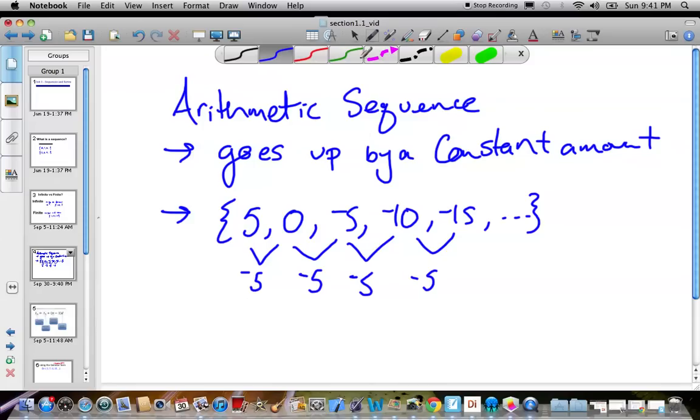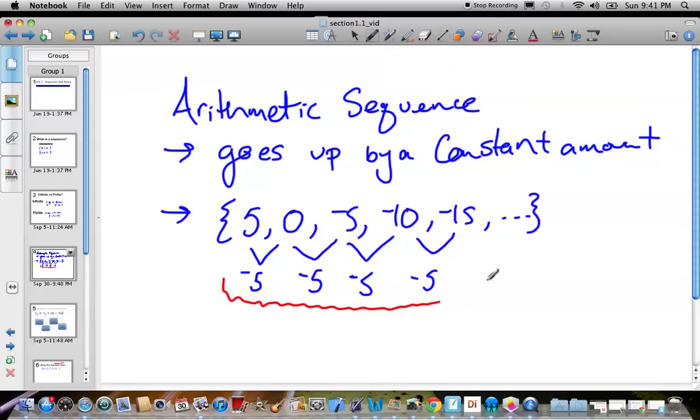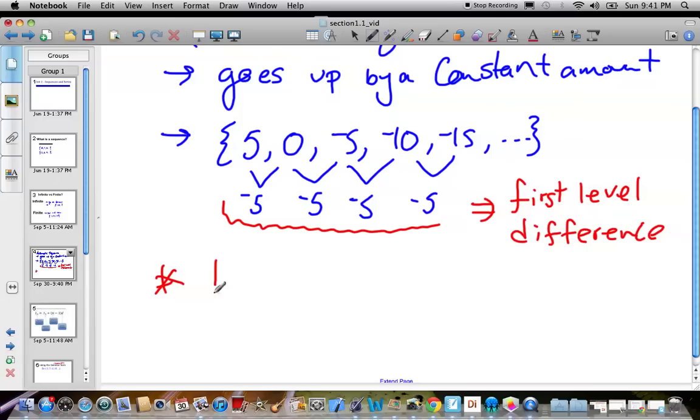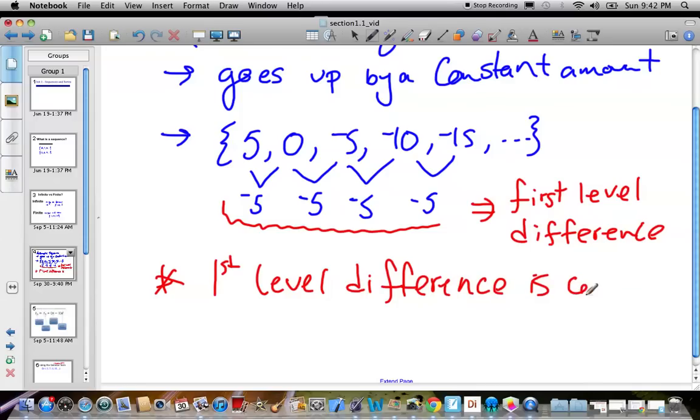So these values right here have a very specific name, and that's called the first level difference. For an arithmetic sequence, something very, very important: the first level difference is constant. What that means is when you subtract your terms, like we did, T2 subtract T1, and these are just terms of a sequence, so this would be T1, T2, T3, T4, and T5, T3 subtract T2, successive terms as they say, you get the same number. In our case we got negative 5. So that's kind of the key to arithmetic sequences. They have a constant first level difference.